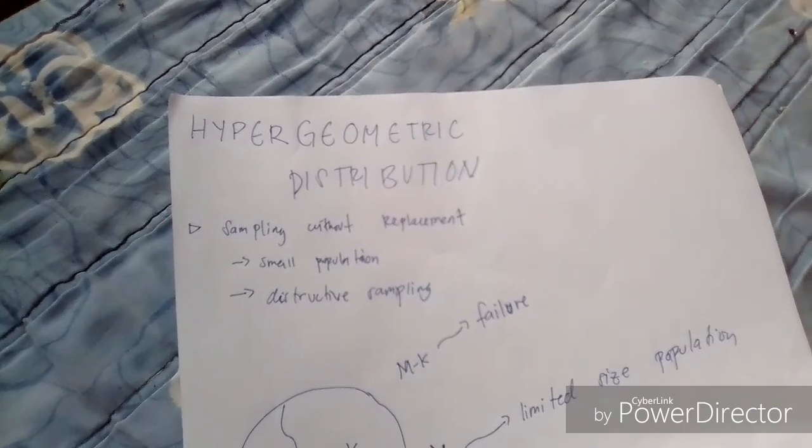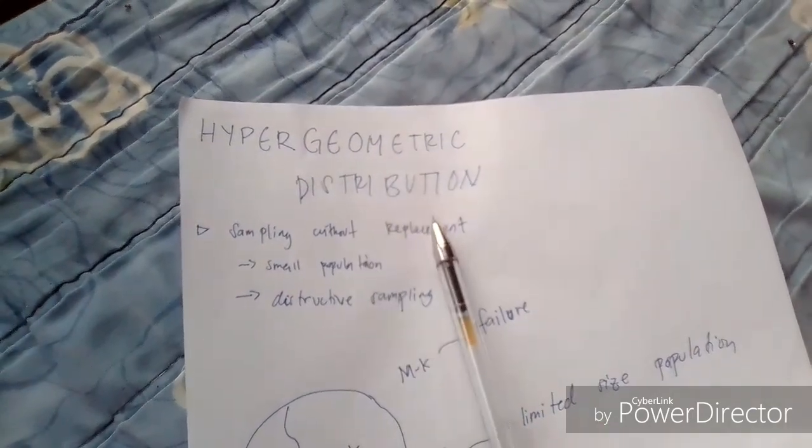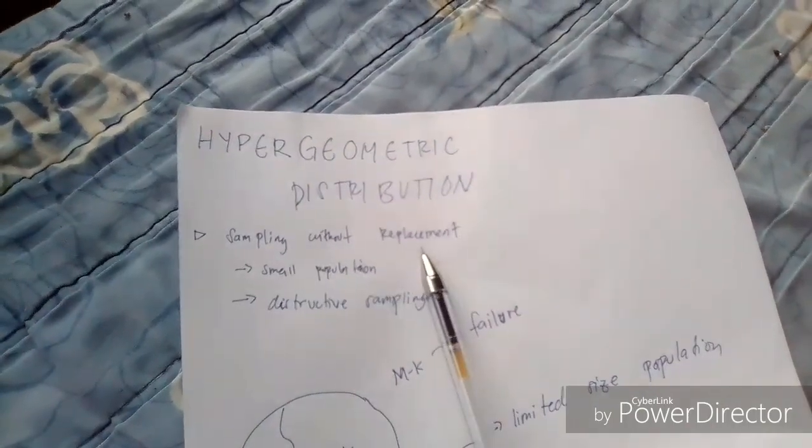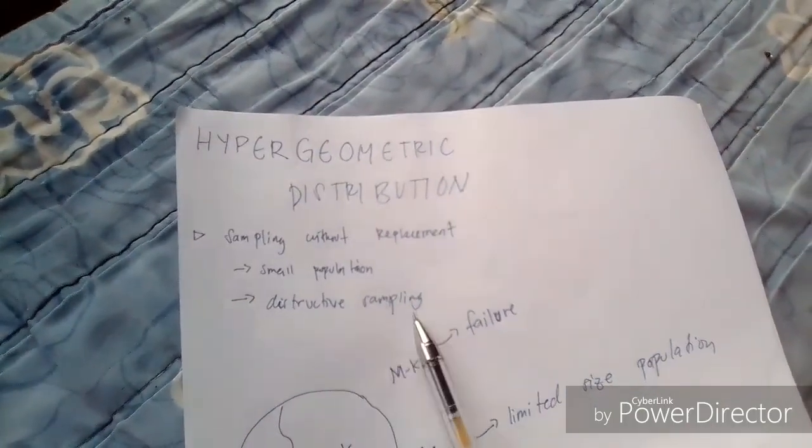Good day. Our topic for today is hypergeometric distribution. Hypergeometric distribution is often used in sampling without replacement in a small population or destructive sampling.